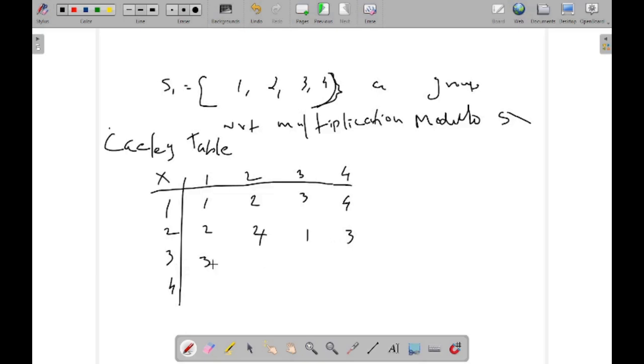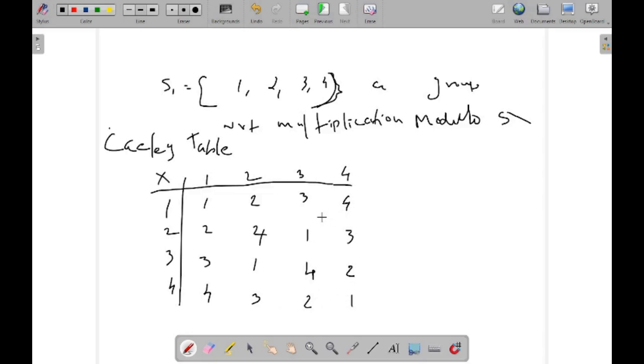Then 3 into 1 is 3, 3 into 2 mod 5, it is 6, it is 1, 3 into 3 is 9, mod 5 is 4, 3 into 4, 12, 12 mod 5 is 2. Then 4 into 1 mod 5 is 4, 4 into 2, 8 mod 5 is 3, 4 into 3, 12, 12 mod 5 is equal to 2, then 4 into 4, it is 1.